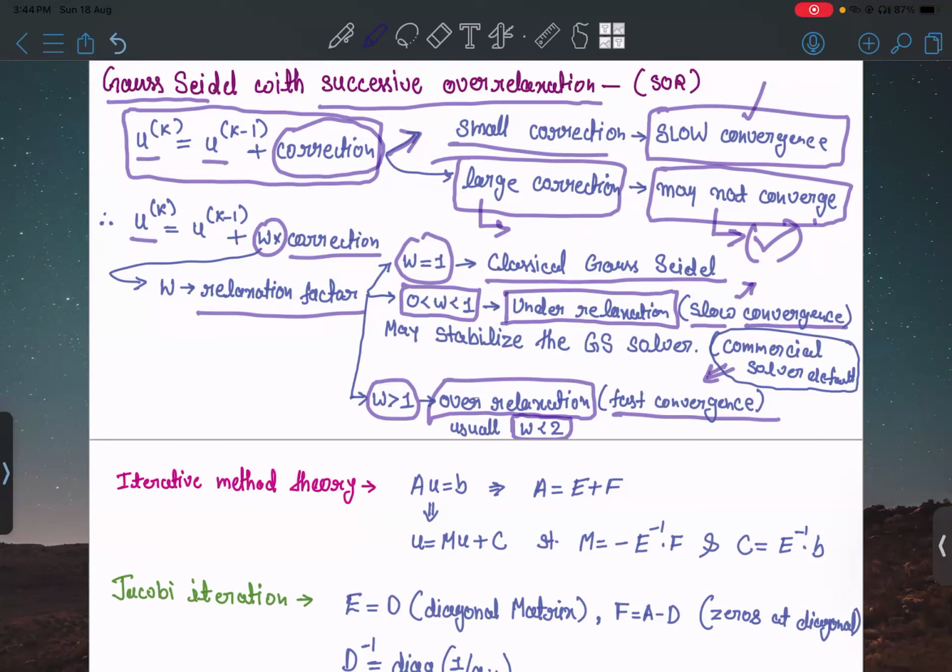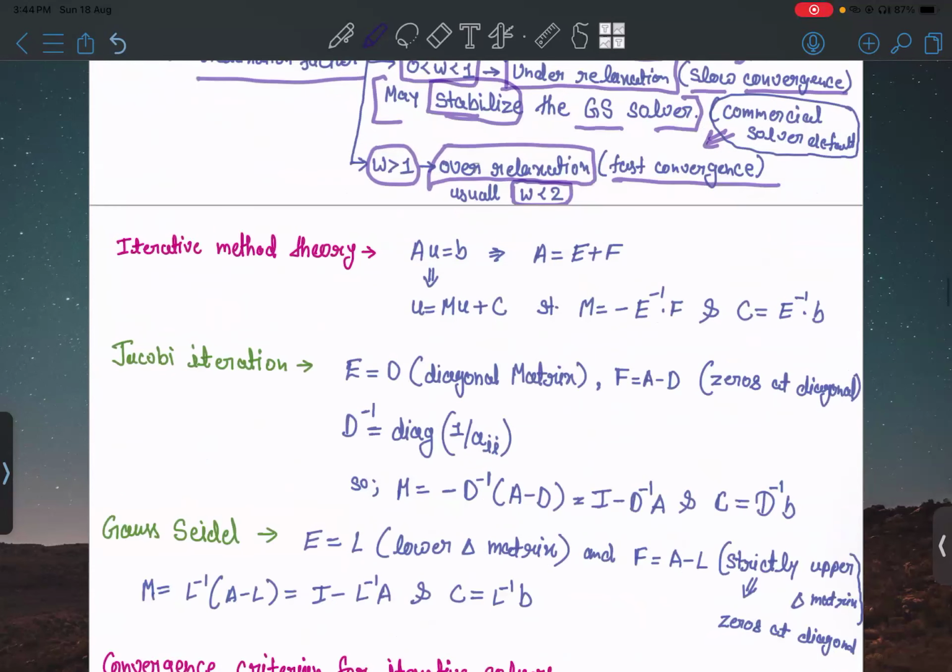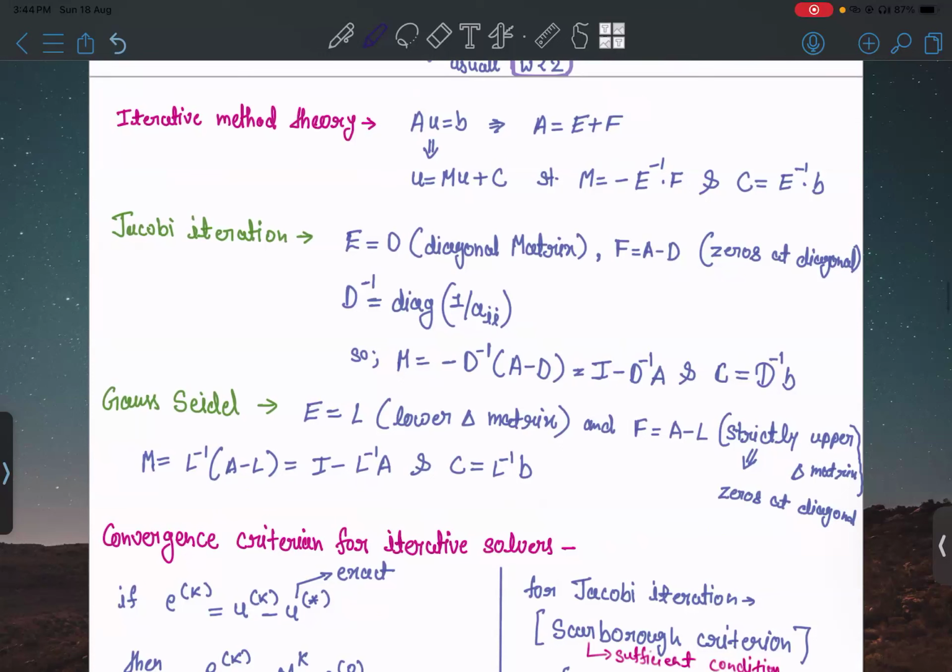This will lead to slow convergence, but this is the method that is usually used in commercial software. What it does is try to stabilize the solver. So suppose you are solving some CFD problem in ANSYS, using some TDMA method, the Thomas algorithm, to solve the linear equations. There, if you are using the Gauss-Seidel method, that will inherently be using the under relaxation method. Okay, fine. Should we move ahead?